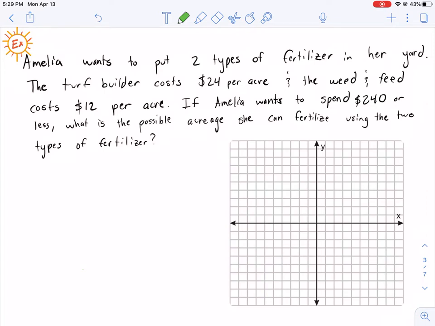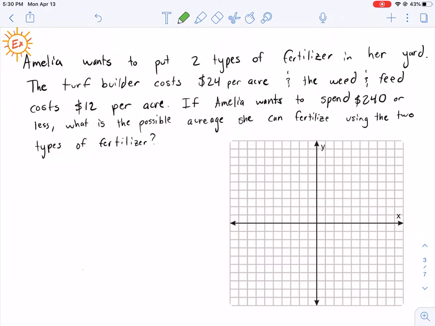So Amelia wants to put two types of fertilizer in her yard. The turf builder costs $24 per acre, and the weed and feed costs $12 per acre. If Amelia wants to spend $240 or less, what is the possible acreage she can fertilize using the two types of fertilizer? This problem essentially is asking how much turf builder can she buy, how much weed and feed can she buy, and what are the possible combinations of the two that she can do.